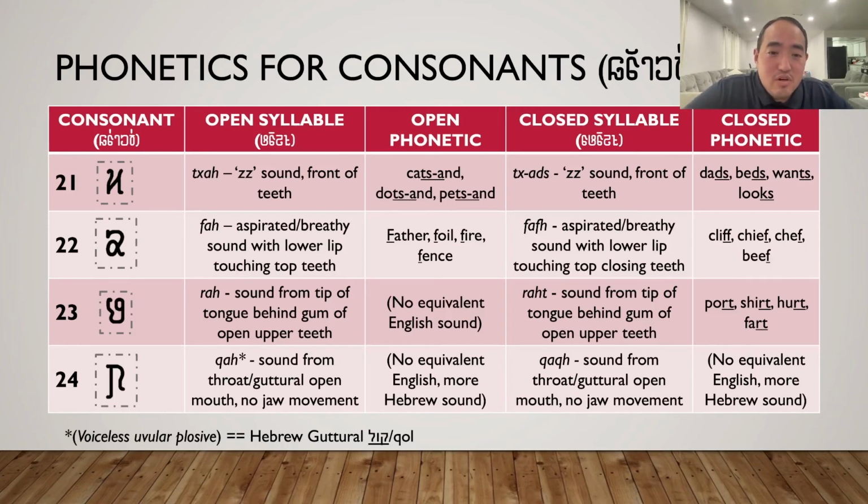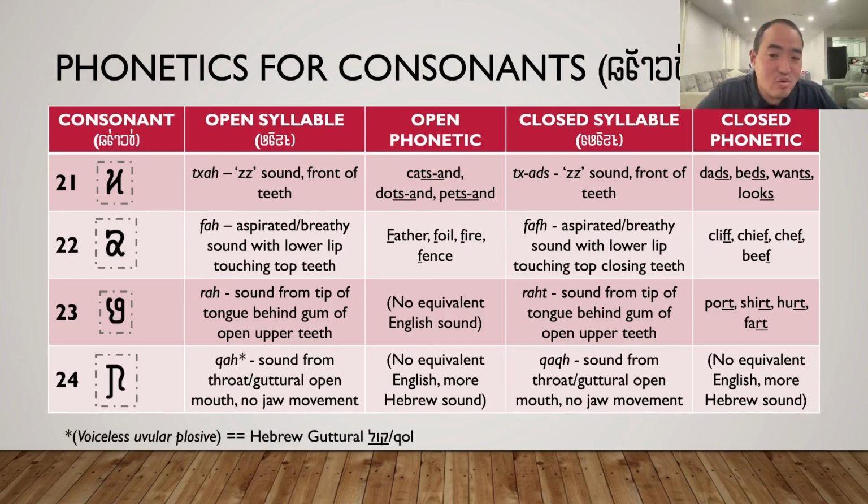So on to number 24. This consonant is pronounced ka, kak, ka, kak. You'll see here that I put an asterisk stating that it is a voiceless uvular plosive sound, which is close to the Hebrew guttural sound for qagh, right? So it's a throat sound, a guttural sound. It's an open mouth, no jaw movement. So it's ka, ka, ka, kak, right?